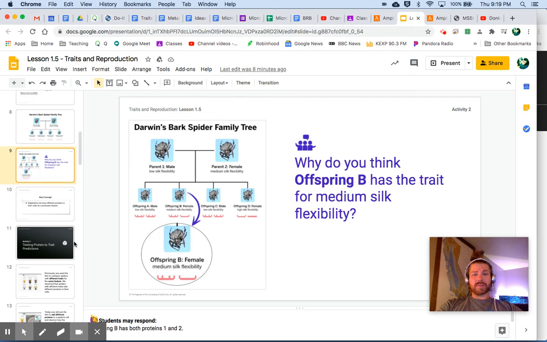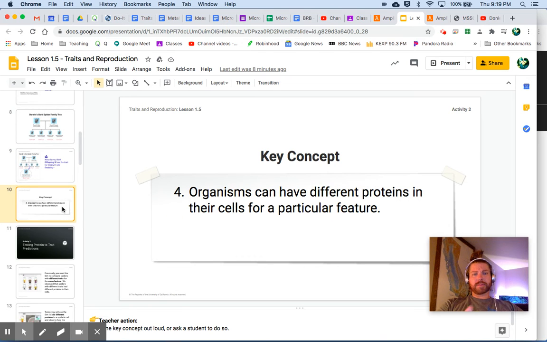So here's our next key concept. Organisms can have different proteins in their cells for a particular feature. Different proteins in their cells, just like offspring B. Offspring B doesn't have the same protein. Offspring A has those two similar proteins. Offspring C has those two similar proteins. But offspring B and offspring D both have different proteins in their cells. So that is a key thing. Organisms can have different proteins in their cells for a particular feature.